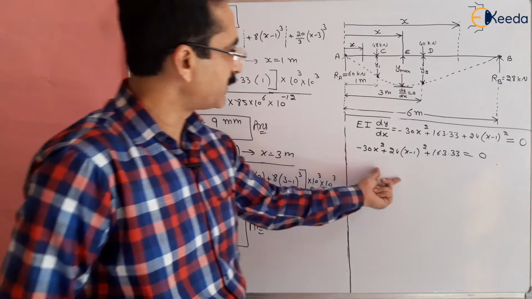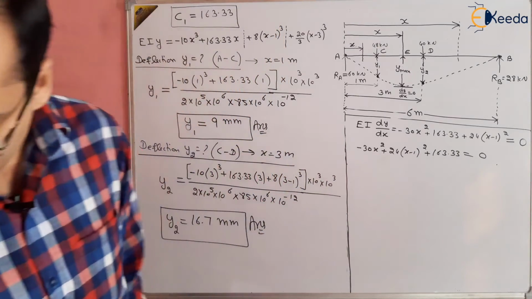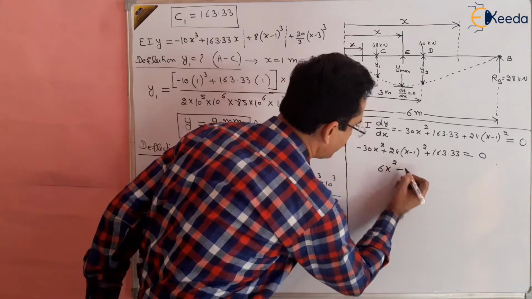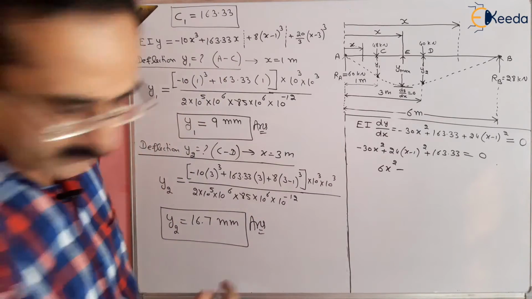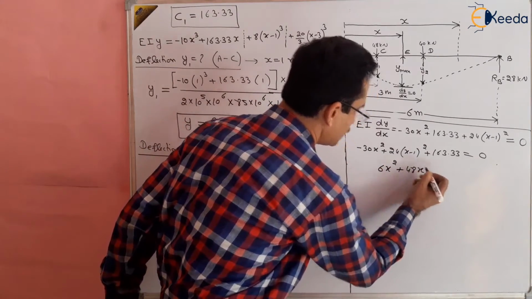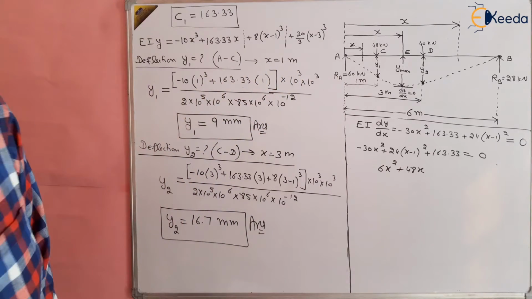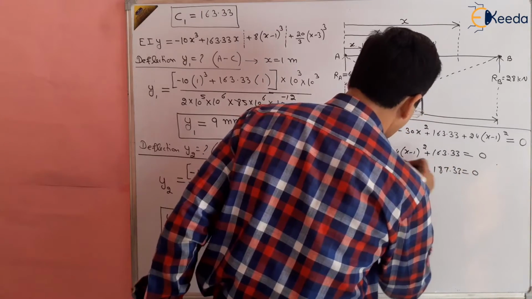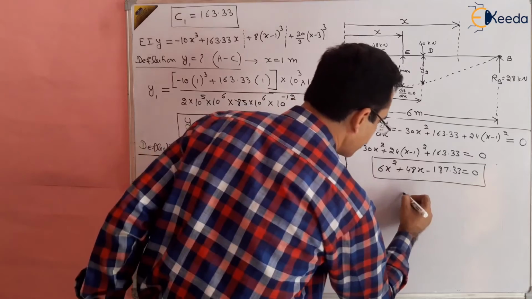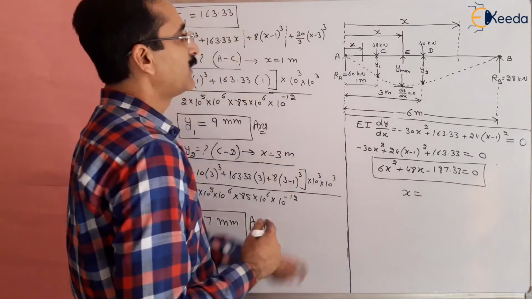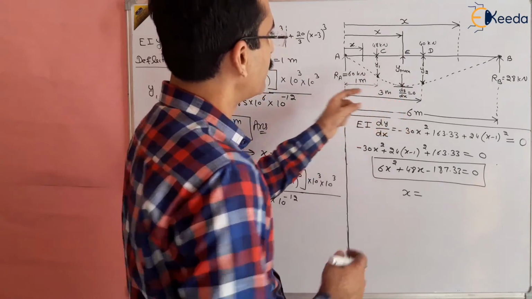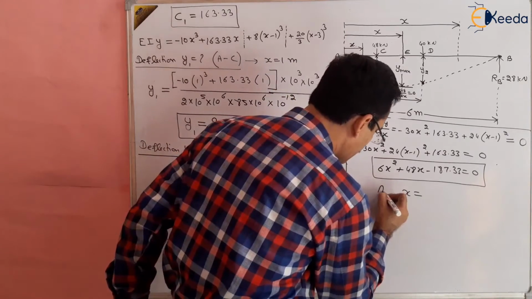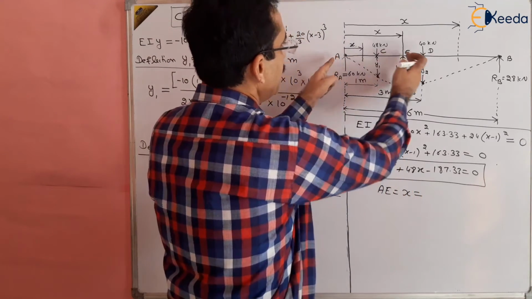It can be somewhat further simplified so that it will be easy for you to solve. So this is 6x square, I am writing a somewhat more simplified form of this, 6x square plus 48x minus 187.33 equal to 0. Now you solve it. It is very easy to solve this quadratic equation to get the value of x. The value of x will give that value where the deflection is maximum now, right? That value is taken from A, so x basically gives the value of AE, starting from A to the E.